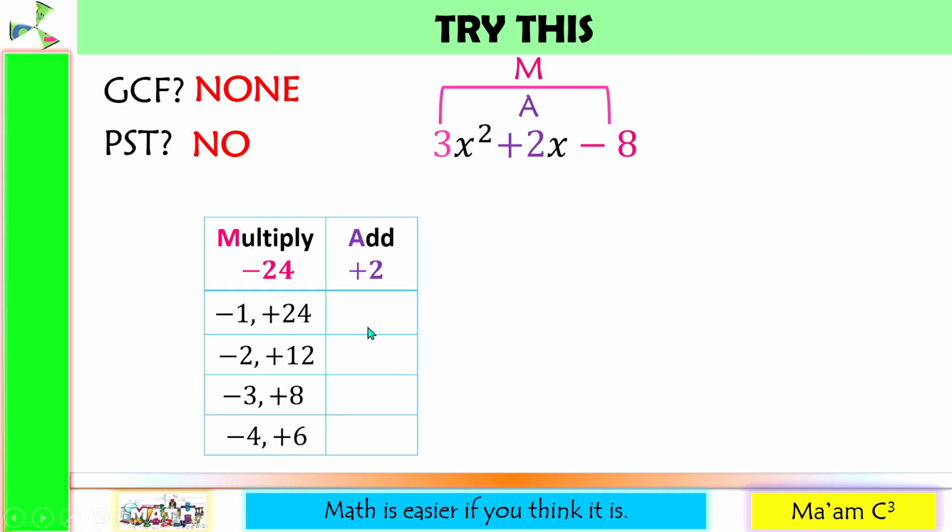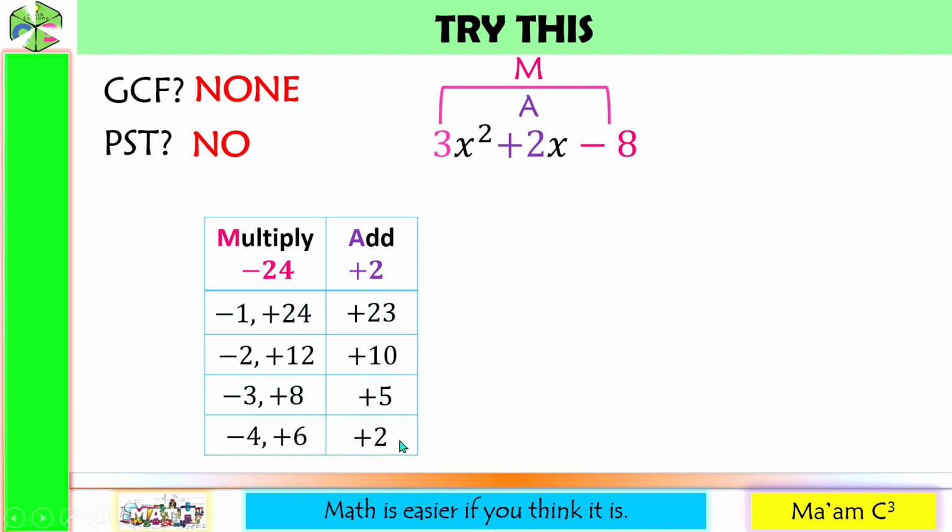Let us add each pair. Negative 1 plus 24 is 23. Negative 2 plus 12 is 10. Negative 3 plus 8 is 5. Negative 4 plus 6 is 2. Once again, you don't need to write the plus sign if the number is positive. I just did that so you could easily see that the signs of the factors are different.